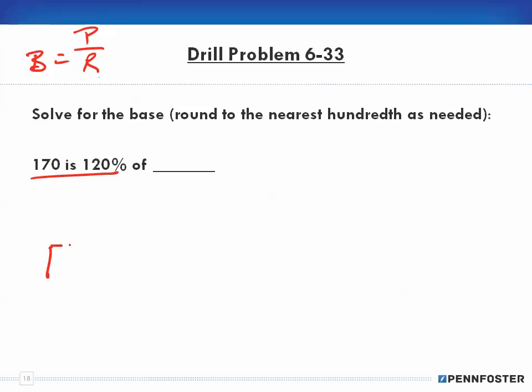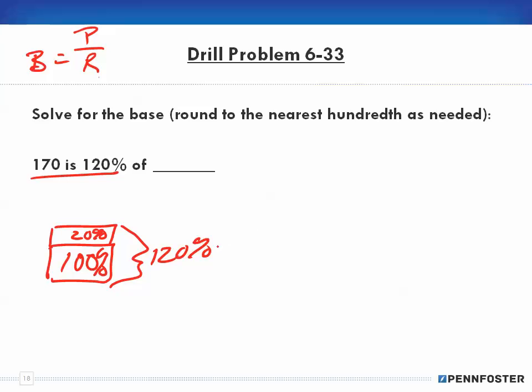Well, if this is 100% and this is 20 more percent, so this is 120%. This is telling me that this 120% is 170, okay? So that means if this is 120% of something else, the something else has to be smaller than the 170.